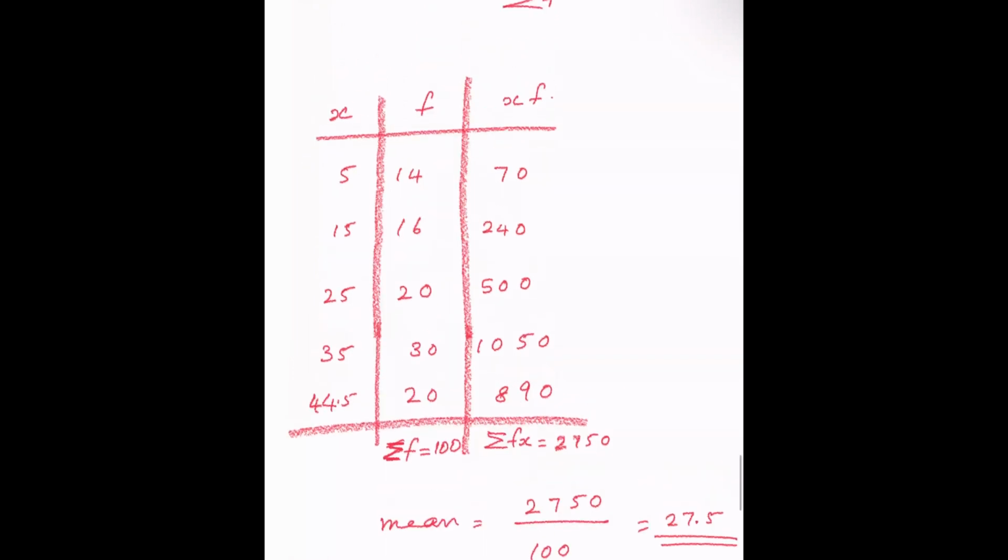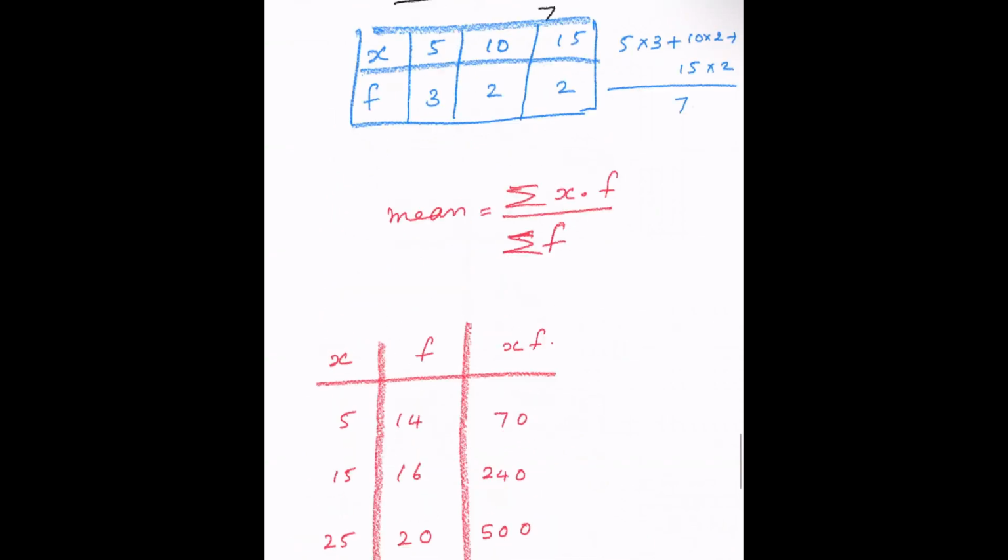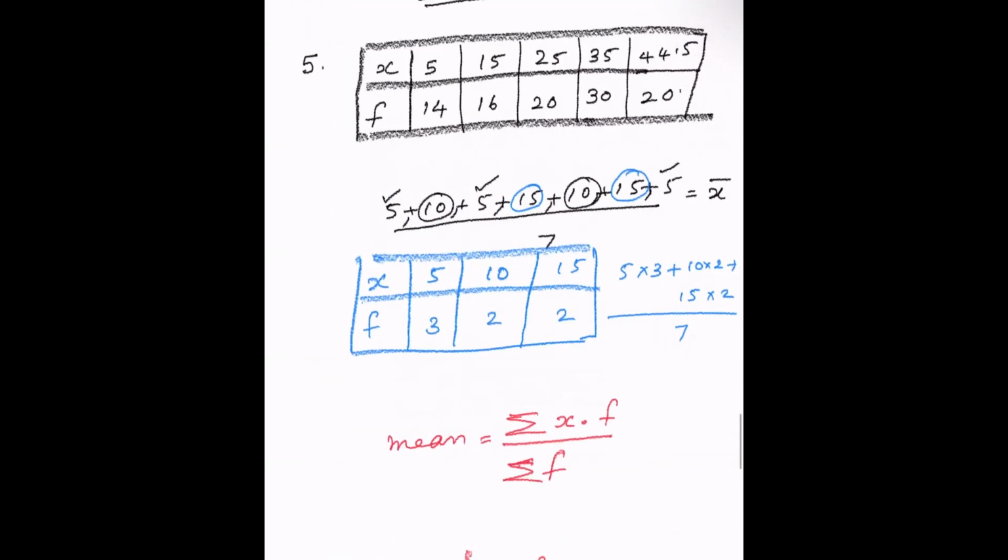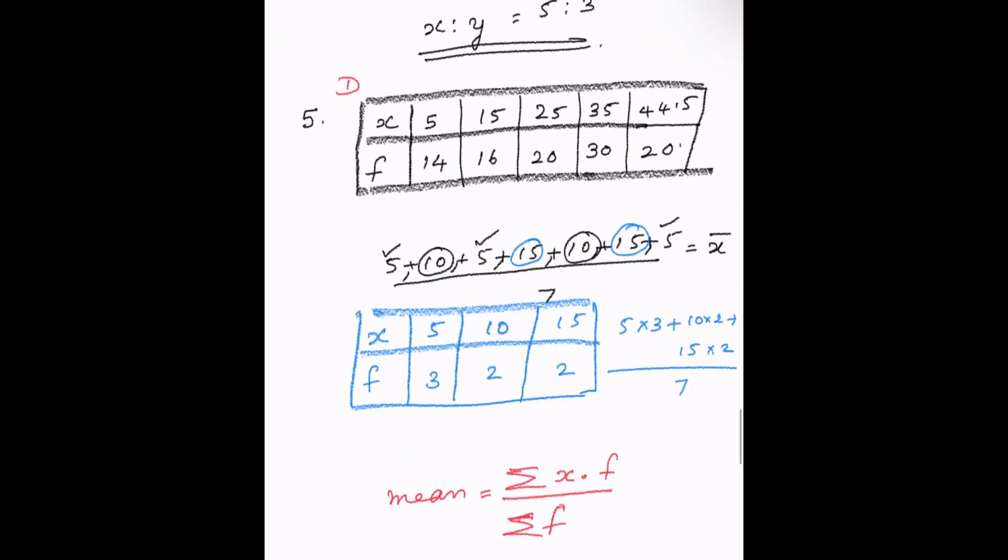This approach, what we did right now, is called the direct method. You need to know the names of the methods, because sometimes they ask you to do it by the direct method, sometimes by the shortcut method, and sometimes by the step deviation method. Of these, the step deviation method is the most important. That is the third approach.